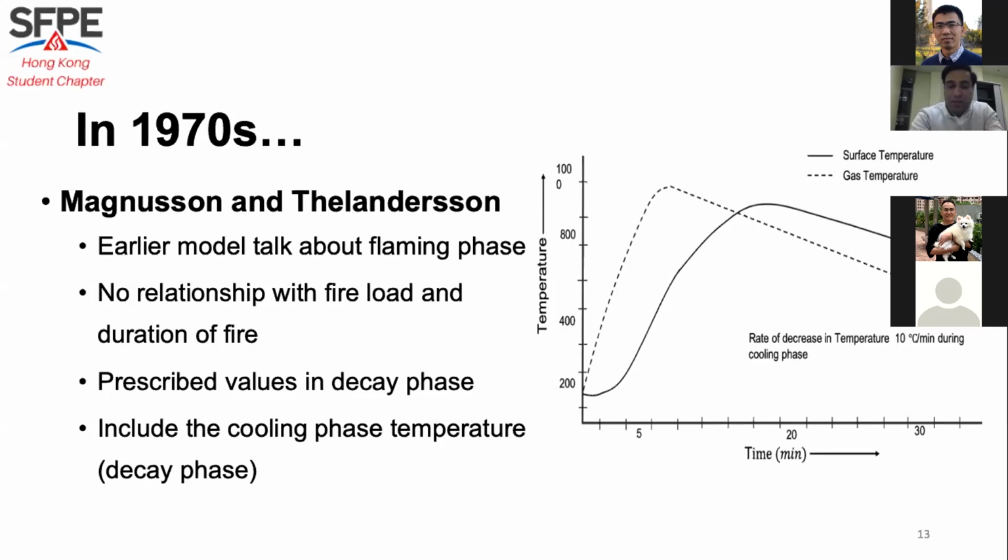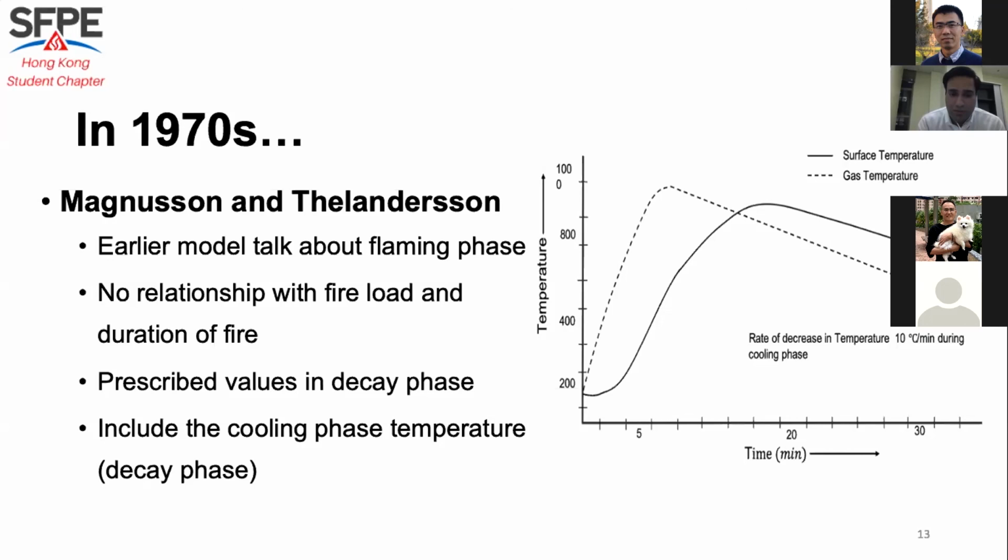They said that the work Kawagoe and others did suggested a decay rate of 10 degrees Celsius per minute. And if you go to the SFPE handbook, they suggest something like 7 degrees Celsius per minute. So these are all prescribed values. There's no relationship with any physics. They are just values suggested empirically, found from different tests.